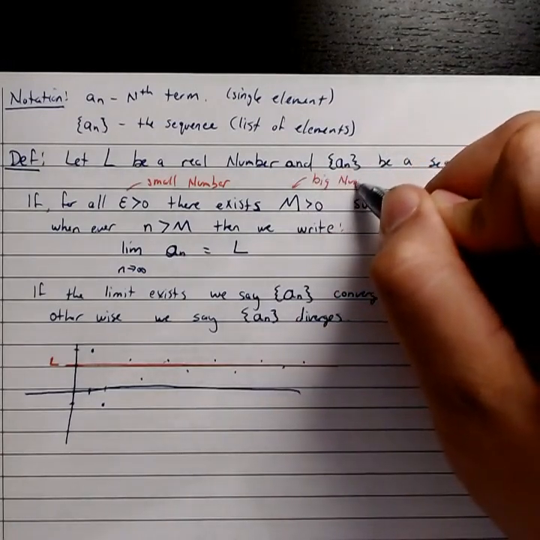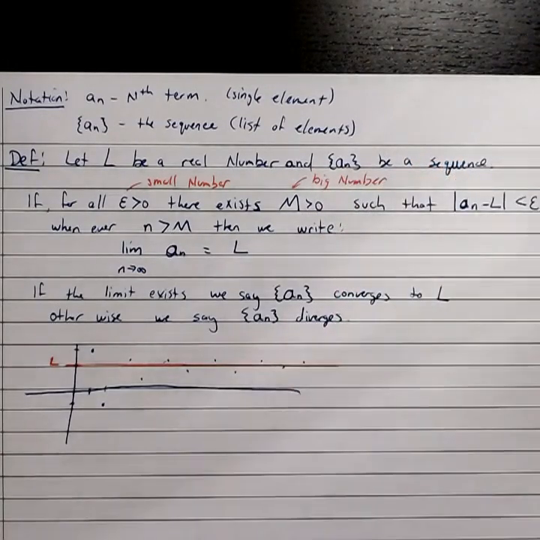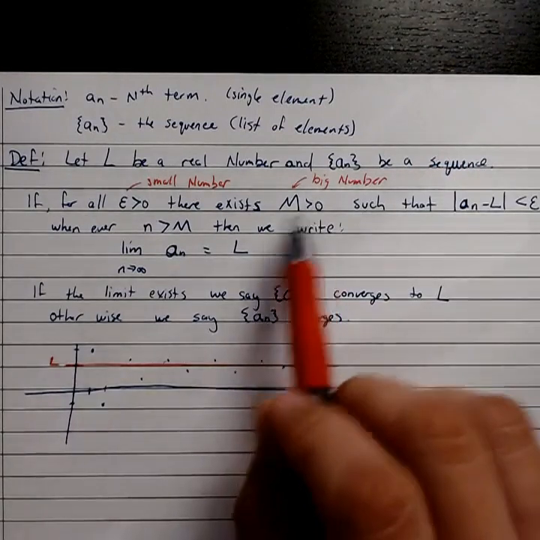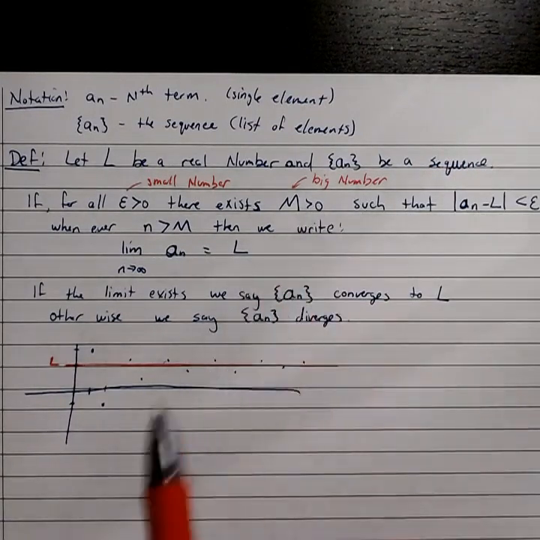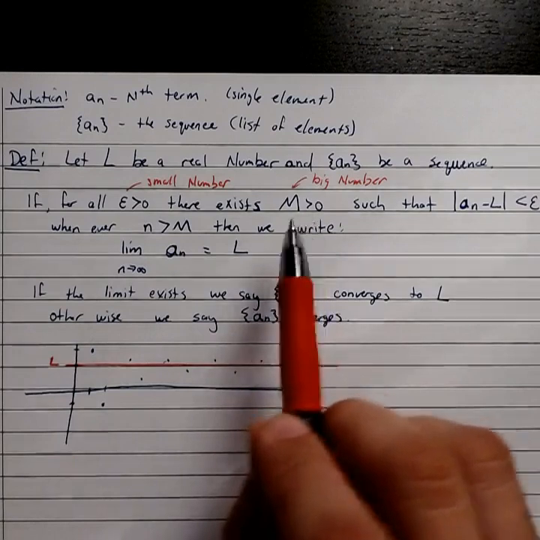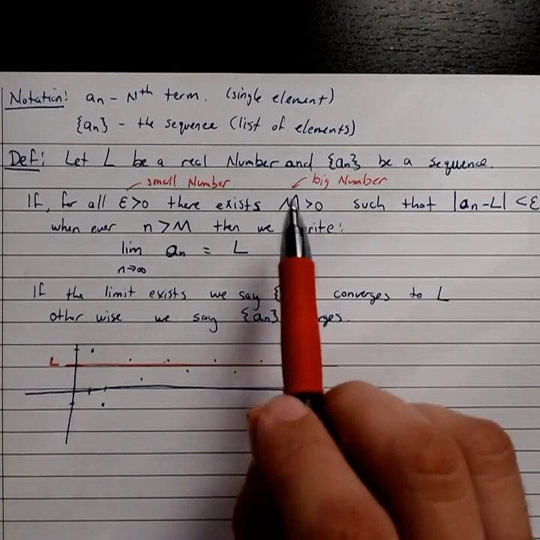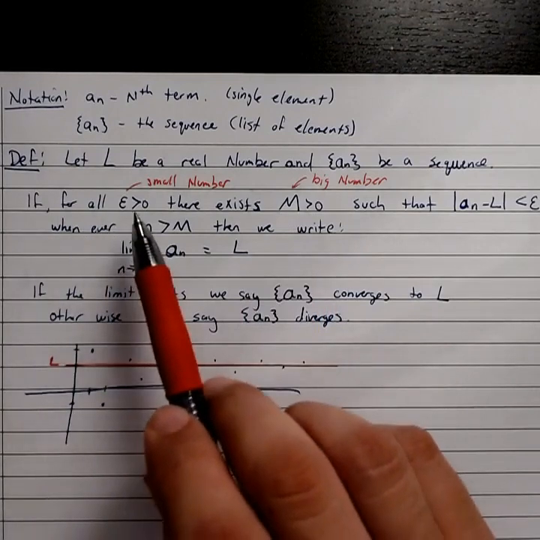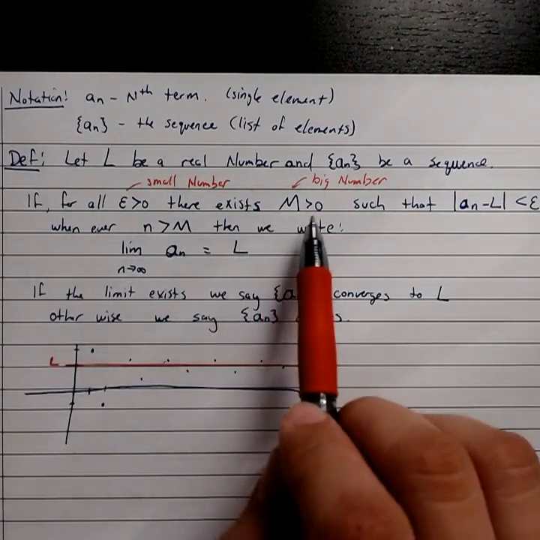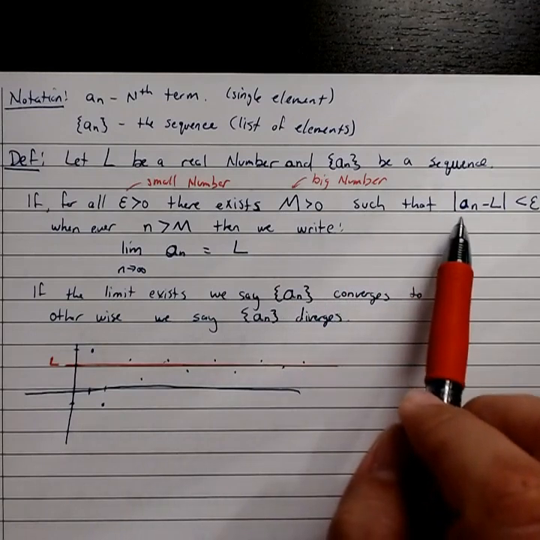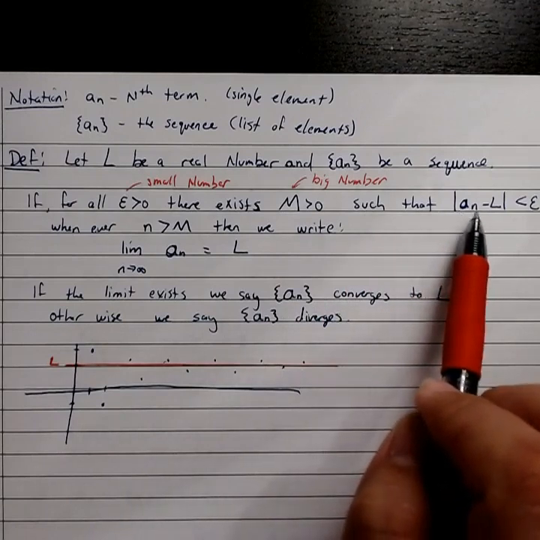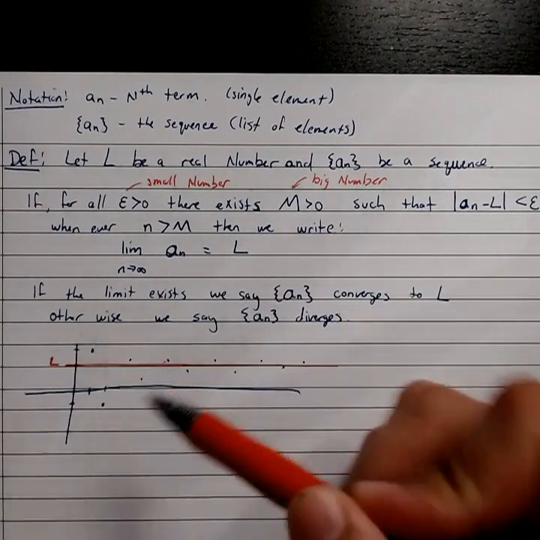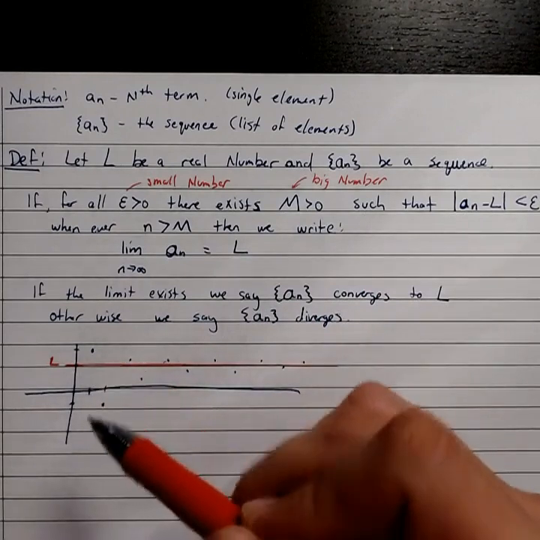What do we mean by a big number? Well, that kind of depends on the sequence. In some cases, it'll be 50 or 1,000 or a million. Don't worry, you don't really need to figure out what this number is. We just need to know that there is one. All right, so if for all epsilon greater than 0, there exists an M greater than 0, such that, well, let's see, a_n minus L. Well, a_n is the nth term of the sequence.